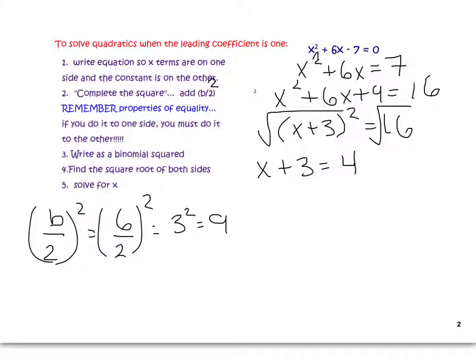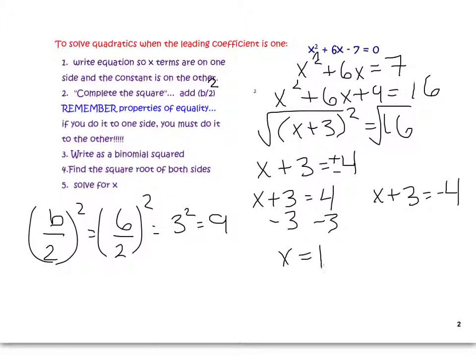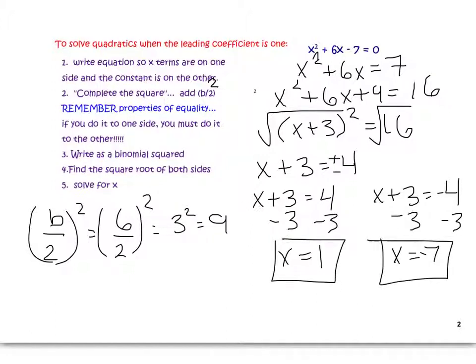But remembering that when you take the square root of something, you not only have the positive version, you also have the negative version. So x plus 3 equals 4, but x plus 3 also equals negative 4. Solving for x, you get x equals 1. And solving for x here, you get x equals negative 7. So those are your final answer solutions.